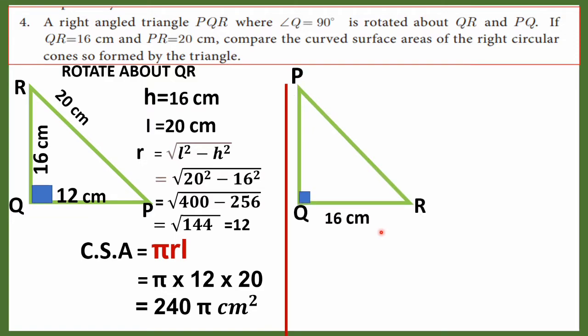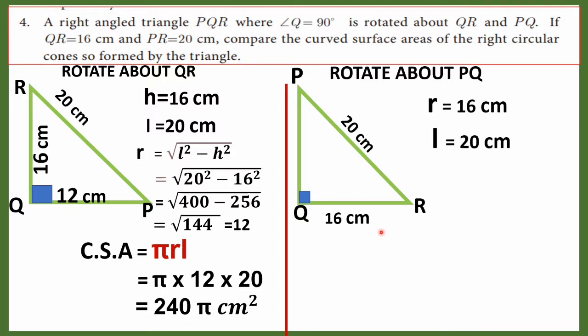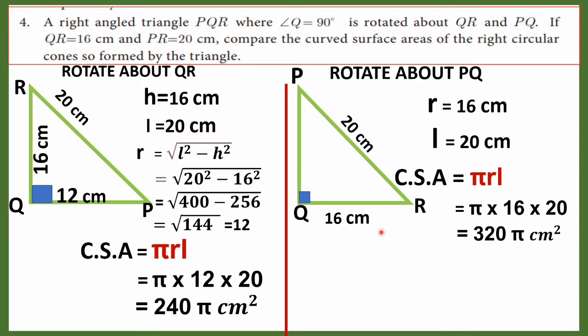See the diagram. So given r equals 16 centimeter, L equals 20 centimeter. Curved surface area equals πrL. Substitute the values, then 320π centimeter square.